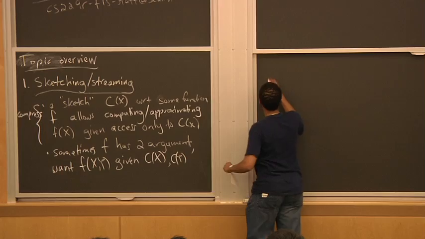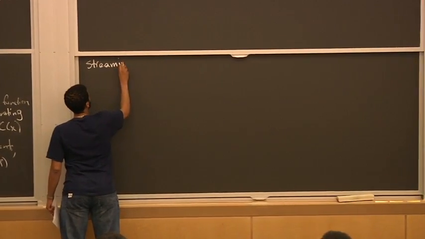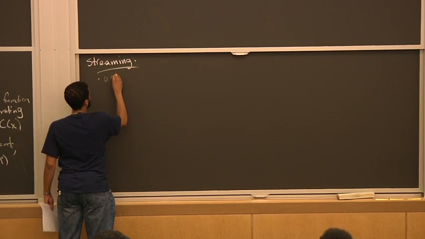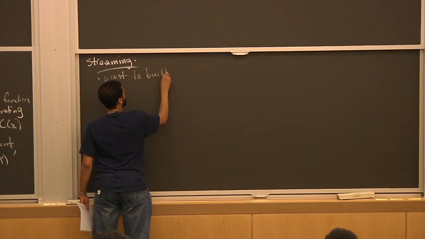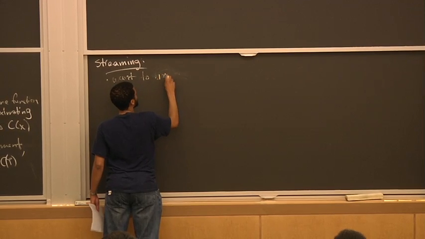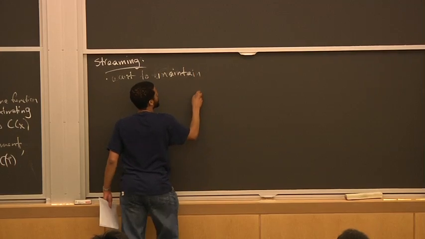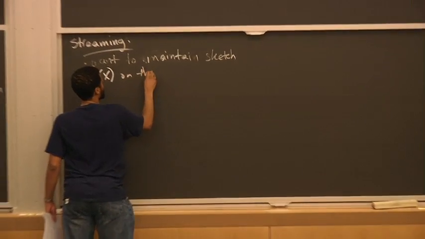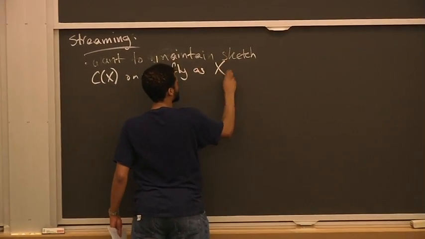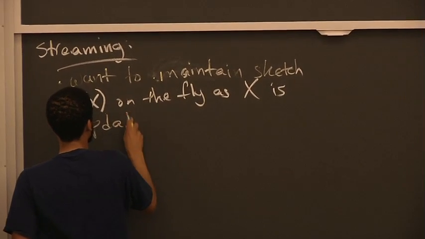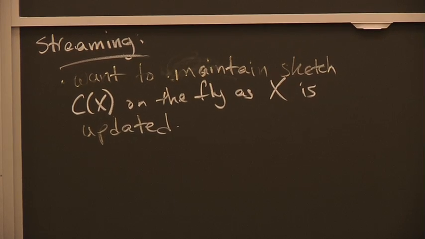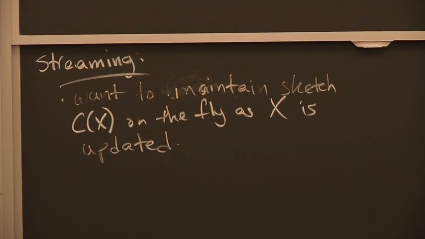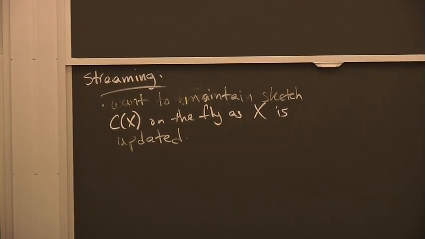Okay, and then streaming. Well, the way you can think about it for now, anyway, is you want to build a sketch to maintain, let's say, our sketch C of x on the fly as x is updated. Okay, so my list of numbers is growing. I keep seeing more and more. I can keep a running sum. Okay, the running sum is a streaming algorithm. So it maintains the sketch of the data as the data is updated.